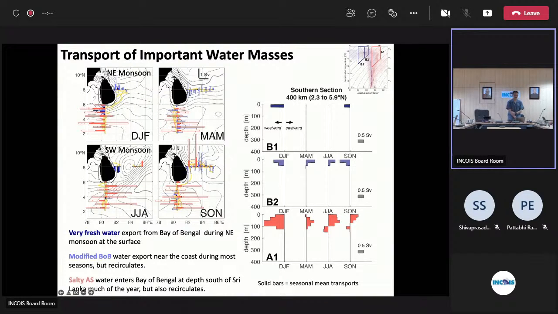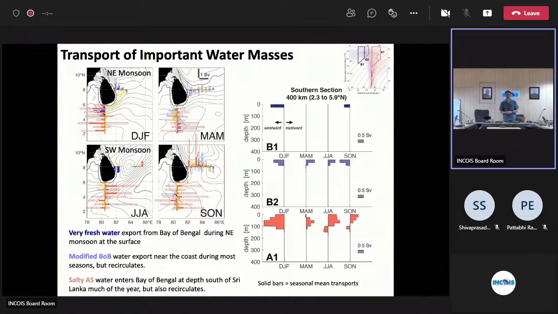Drop down to the southern section. You don't really see the Bay of Bengal water in this, but what you do see is that eastward transport of Arabian Sea water. And this time it's pretty widely spread over the section, so it's fairly far offshore of Sri Lanka. During the intermonsoon, you see a lot more variability, but generally you see Arabian Sea water that's moving off to the east. And you can see a bit of the Bay of Bengal water moving into the Arabian Sea.